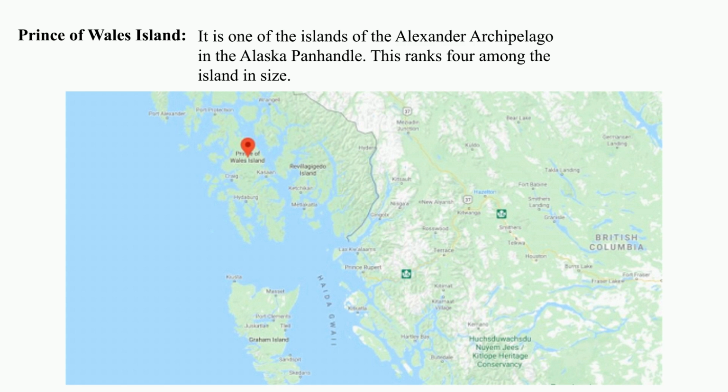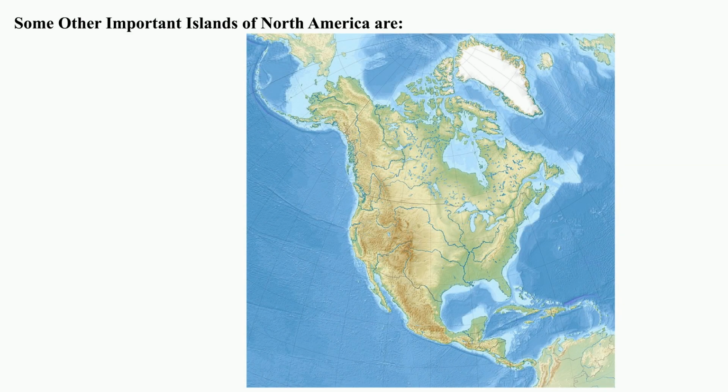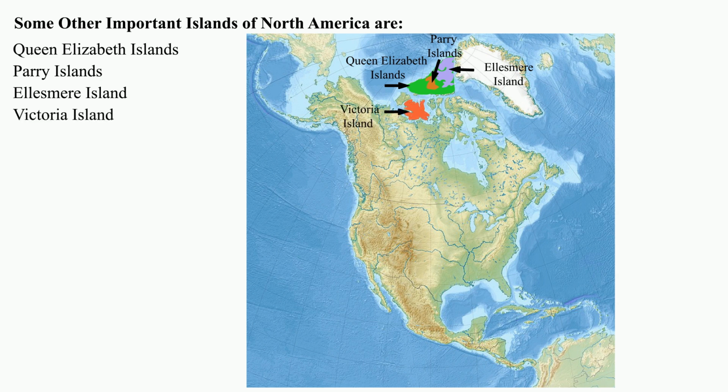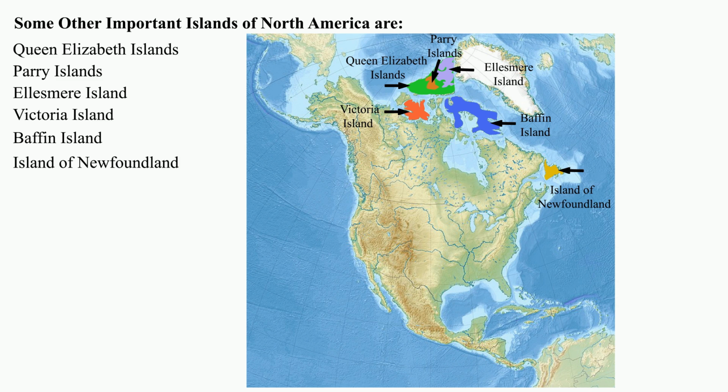Okay, and you can note down some other important islands of North America, which are Queen Elizabeth Islands, Parry Islands, Ellesmere Island, Victoria Island, Baffin Island, and the Island of Newfoundland. So you must go through the various locations of these islands on the map of the North American continent. Okay, so that's all about the North American continent and its physical features.